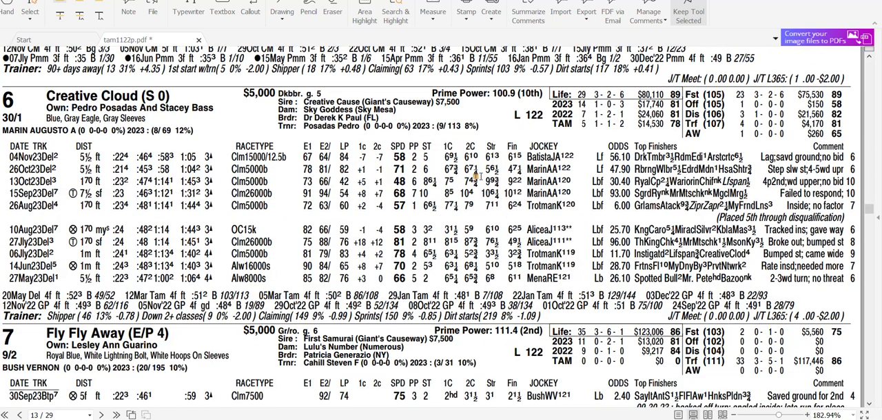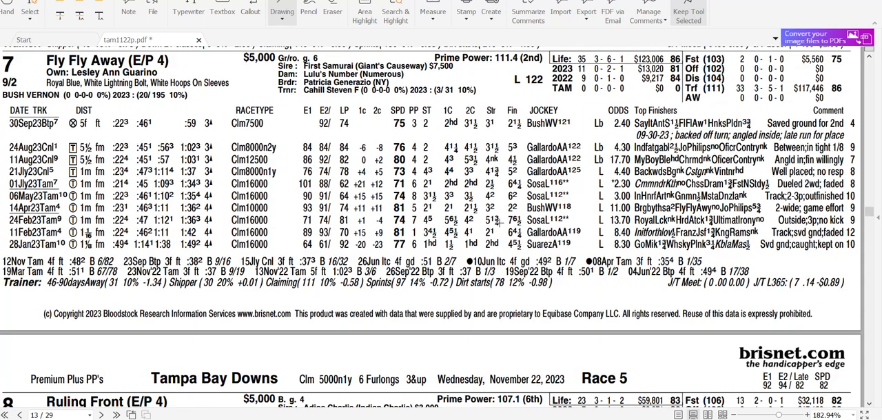Number six, right now looking at the eye test, I'm just going to toss this horse. So we have our first elimination here. Yes, he is dropping down from 15,000, but at the same time, there's not enough appeal to me here to even try to figure out, move this horse to the next stage.